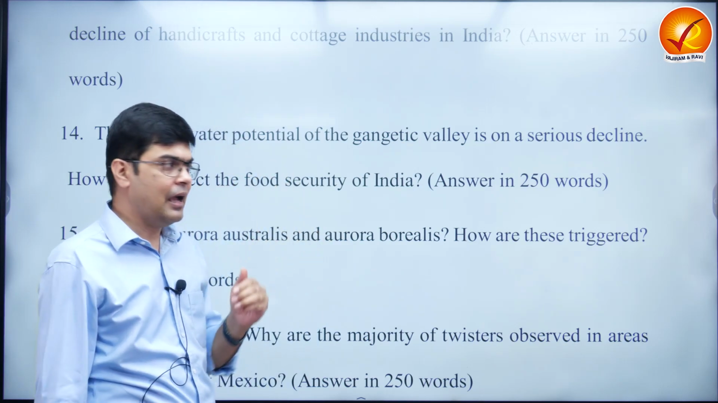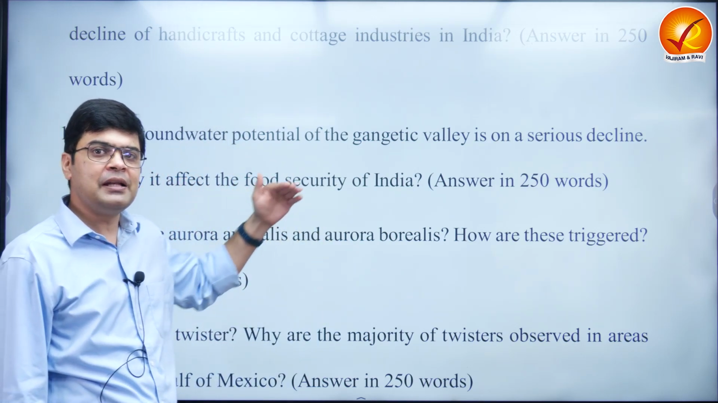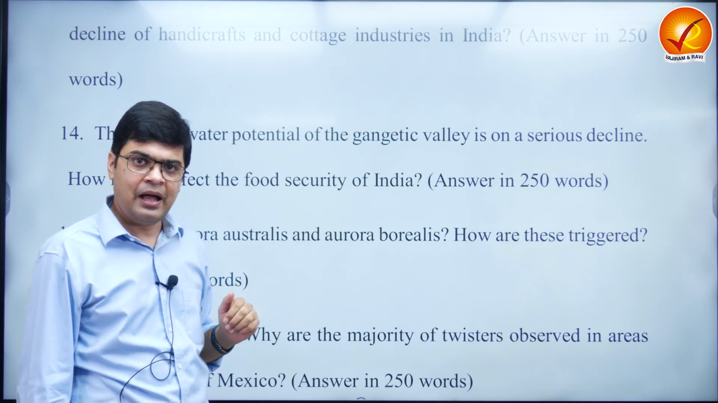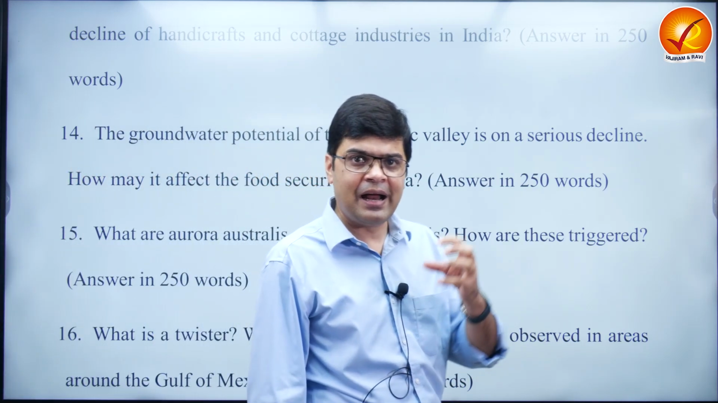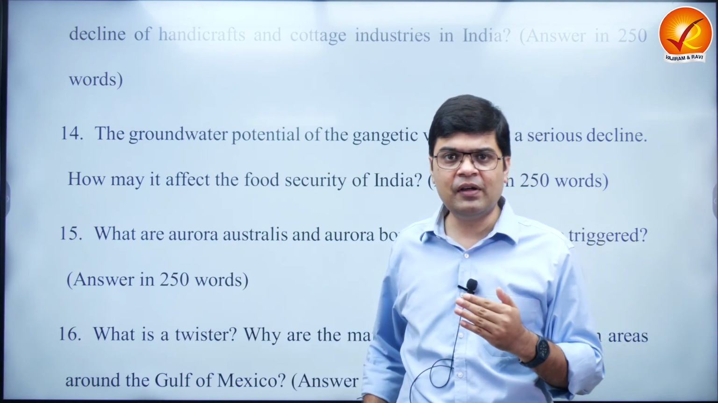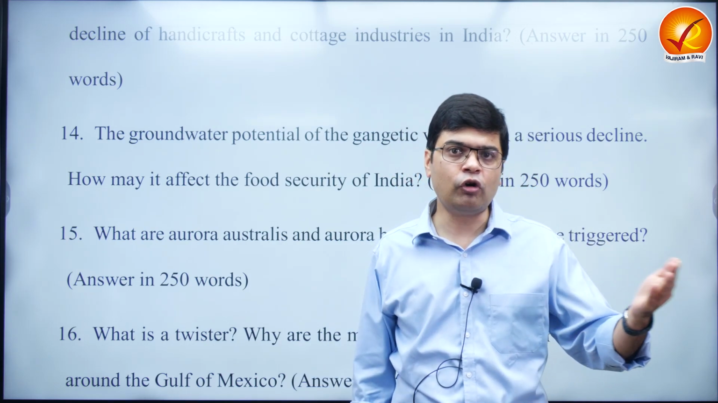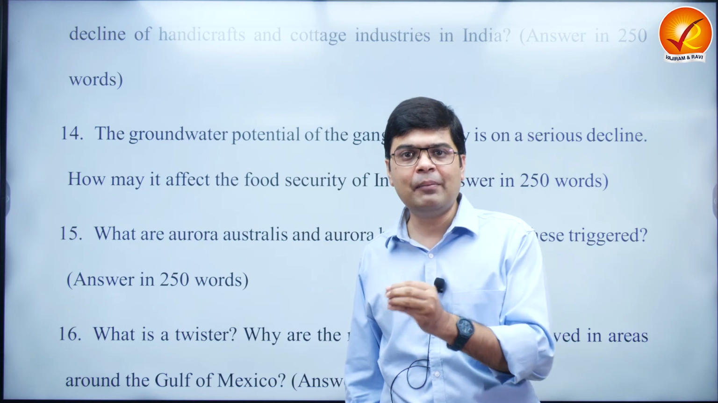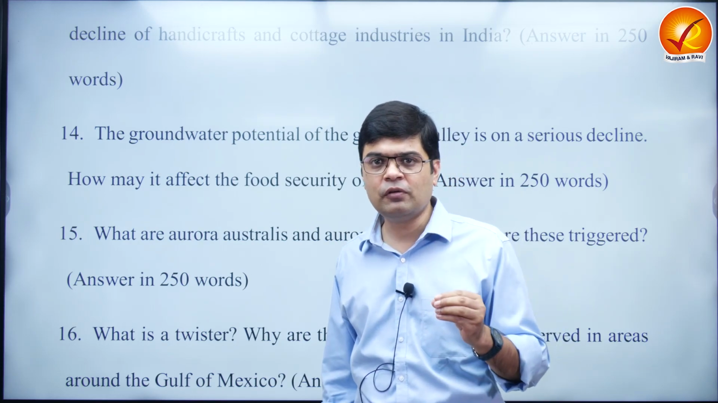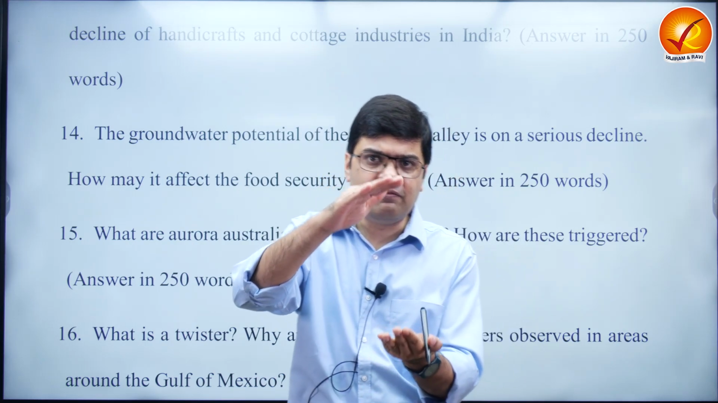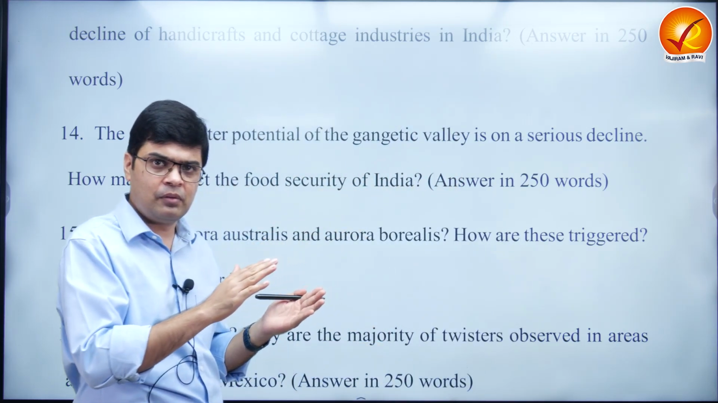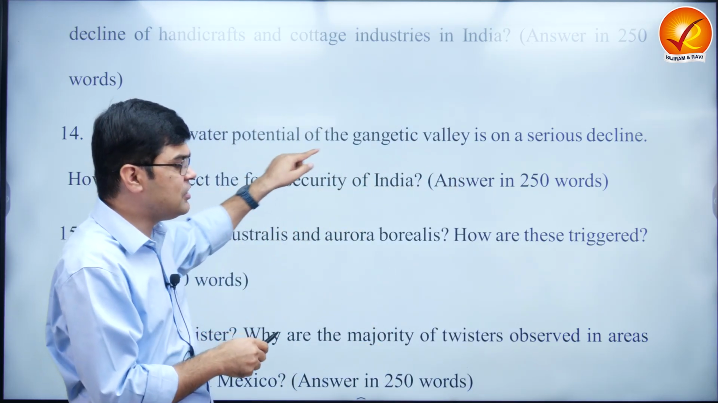Okay? Then I can say groundwater potential of any area depends on the factors. And it has been noted that due to certain changes that we have seen in the land use pattern, certain changes that we have seen in the cultivation or cropping patterns, and along with climate change, the groundwater potential of Gangetic Valley is on a serious decline. Okay, then you can very briefly explain the factors that are leading to decline. Okay, very briefly, because this is not the major part of the question.